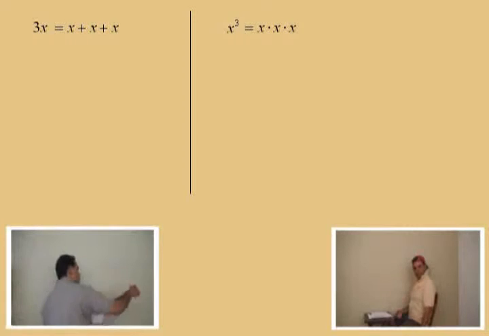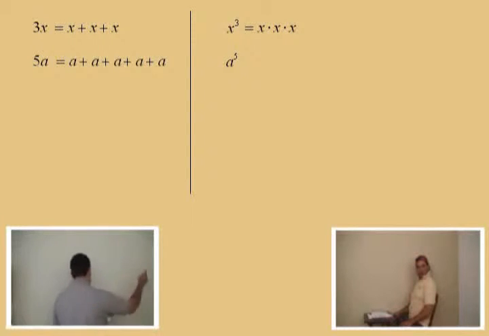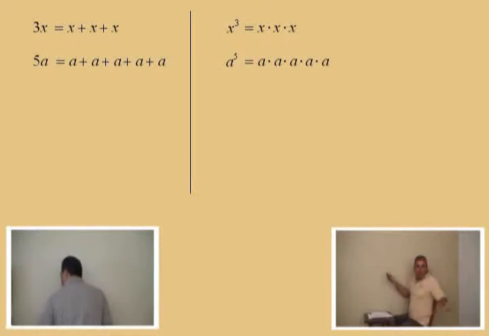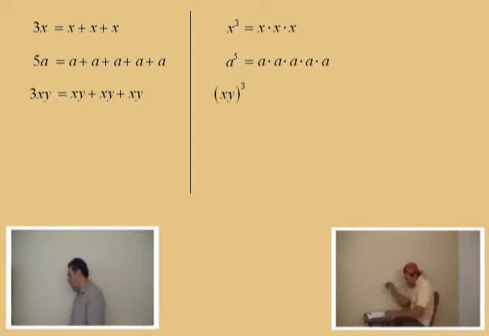So let's go to the next one here. What does 5a mean? a plus a plus a plus a plus a. Very nice. Okay, and then a to the 5th power? a times a times a times a times a. That's right. Okay, let's get a little bit more complicated now. Let's do 3xy. Suppose you have 3 xy's, Charlie. What does that mean? xy plus xy plus xy. Very nice there.